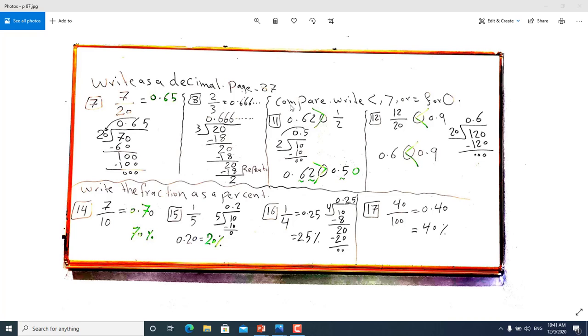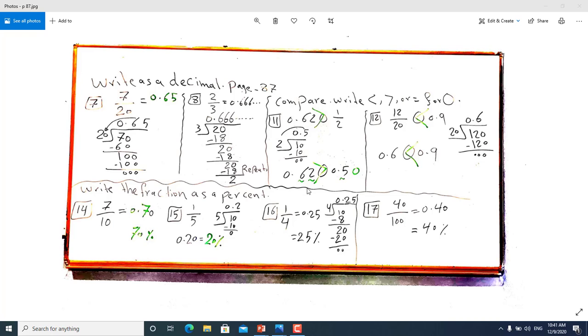From number 11 and 12, compare, write greater, less, or equal. So we have 0.62 and 1 over 2. We can change 1 over 2 to a decimal number. 1 will be divided by 2. 1 divided by 2 is 0. We will put a point up there and 0 there. 10 divided by 2 is 5. 5 times 2 is 10. We'll subtract to get 0. So 1 over 2 is 0.5.